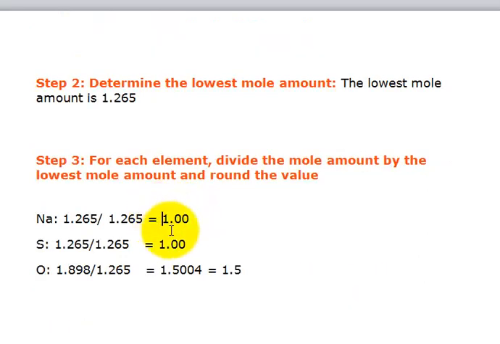Now, if we multiply 1 by 2, we have 2. If we multiply 1 by 2, we have 2. Now for oxygen, 1.5 is not a whole number. If we multiply 1.5 by 2, we have 3, which is a whole number. So the least common multiple is 2.